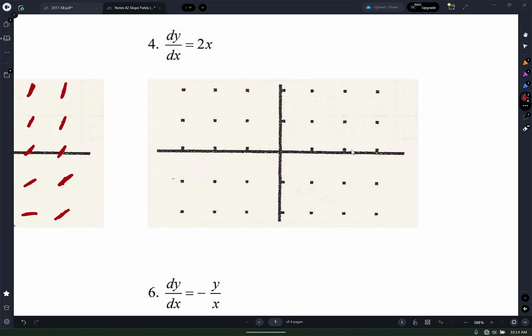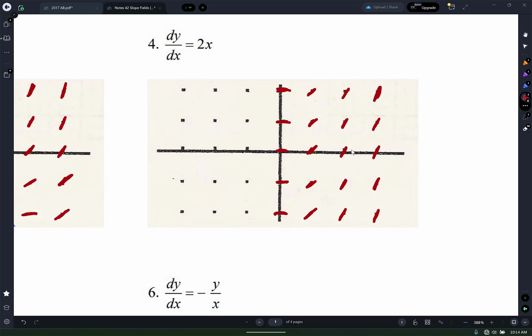So 2x. Right on the y-axis, the x value is 0. So 0, 0, 0, 0, 0. There's going to be parabolas with the vertex on the y-axis. At x equals 1, the slope is 2. I'm just going to exaggerate it, make it kind of flat because it's going to pick up really quick. At x equals 2, the slope is 4. So make it steeper than that. And then at x equals 3, the slope is 6. So not quite vertical, but pretty steep.